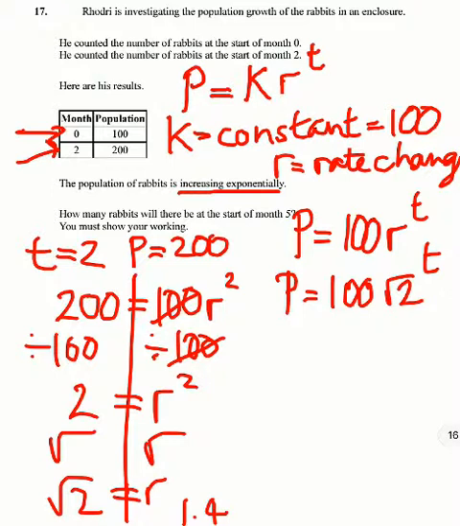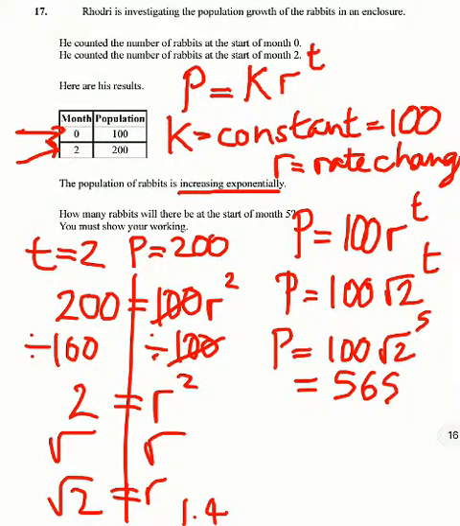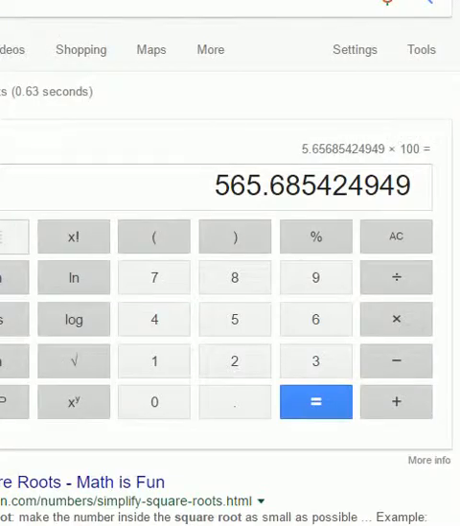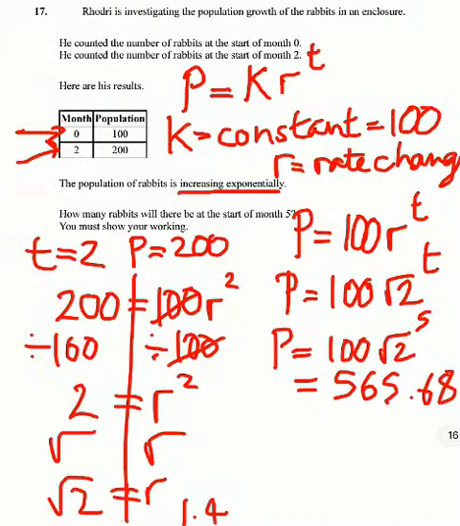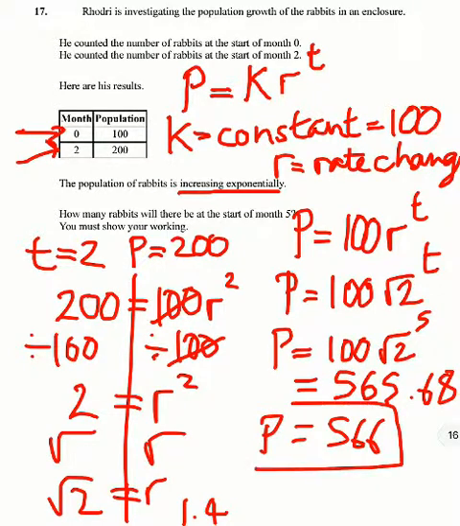So we could use this to find out the population at any time, but it's asking us for month 5, so we're going to substitute T with 5, and we're going to calculate 100 multiplied by the square root of 2 to the power of 5, and that gives us 565.68, and we're going to round that to give us 566 rabbits at the start of month 5. So the population is 566 at the start of month 5.